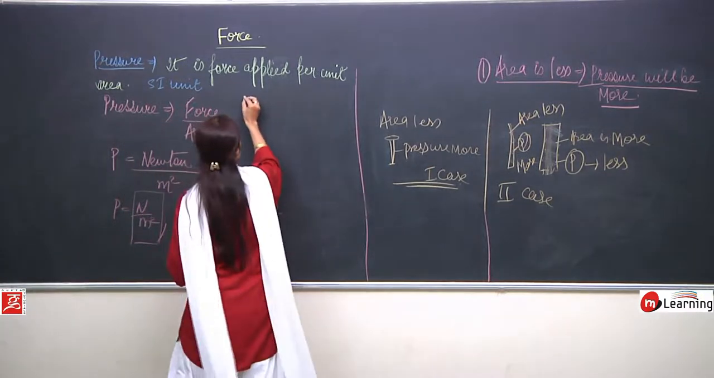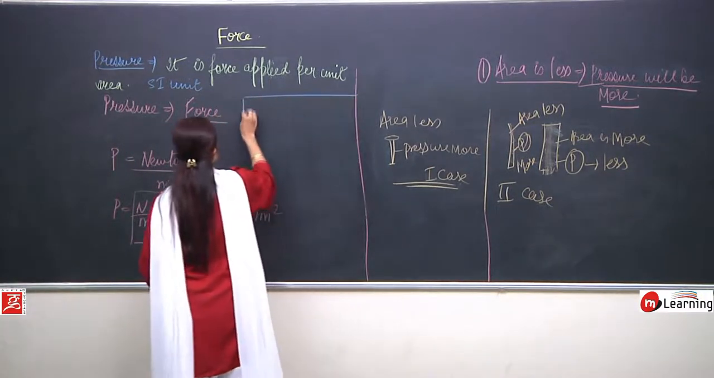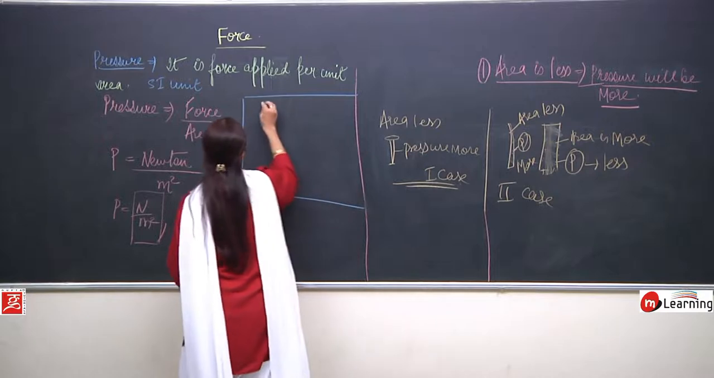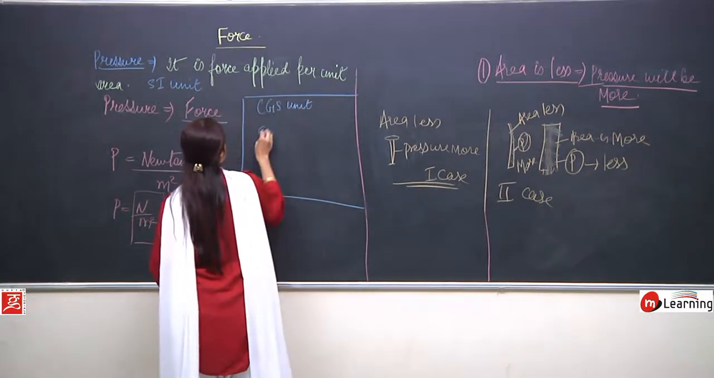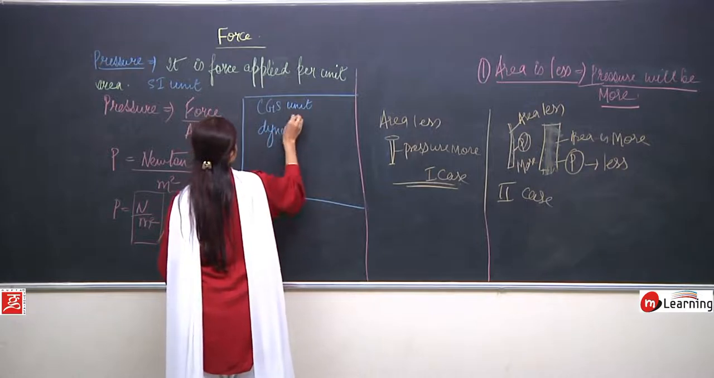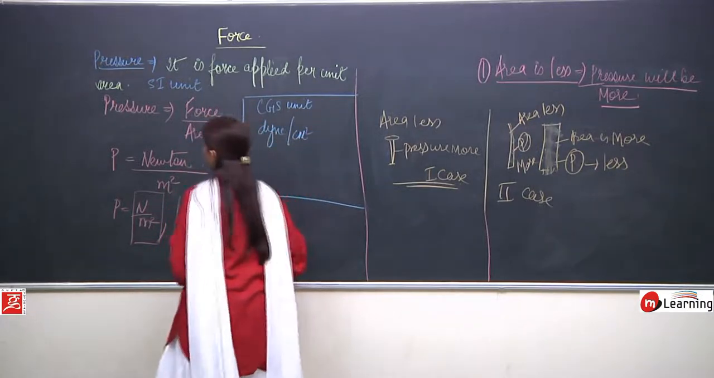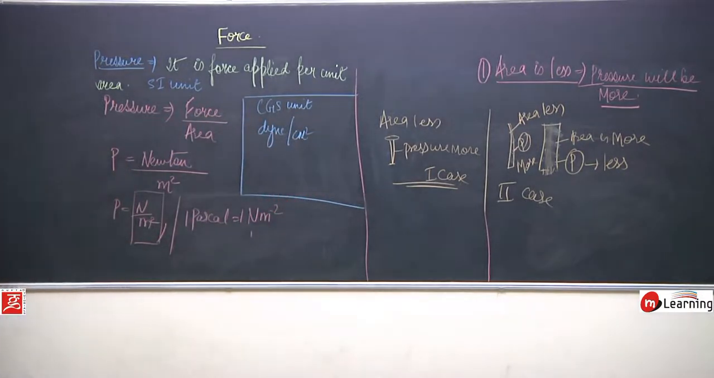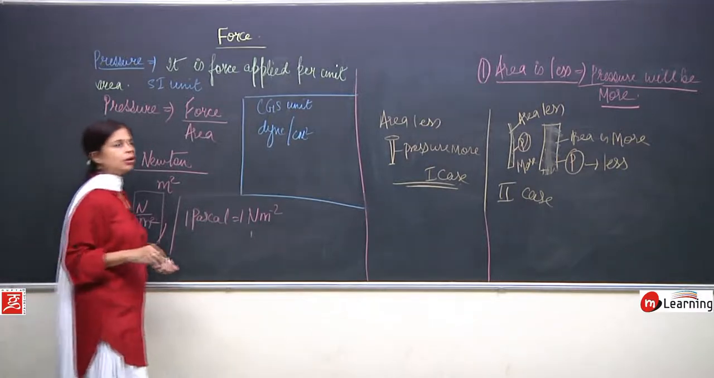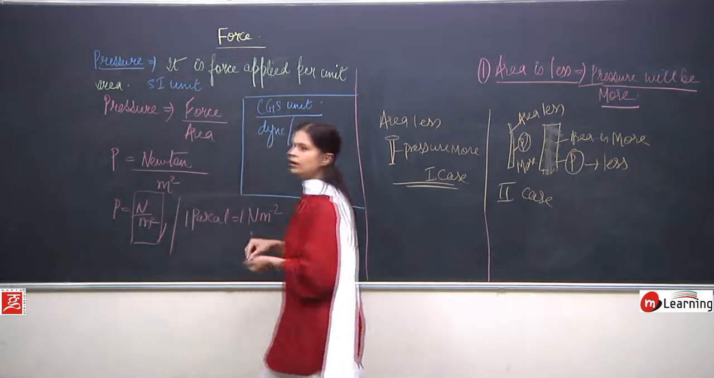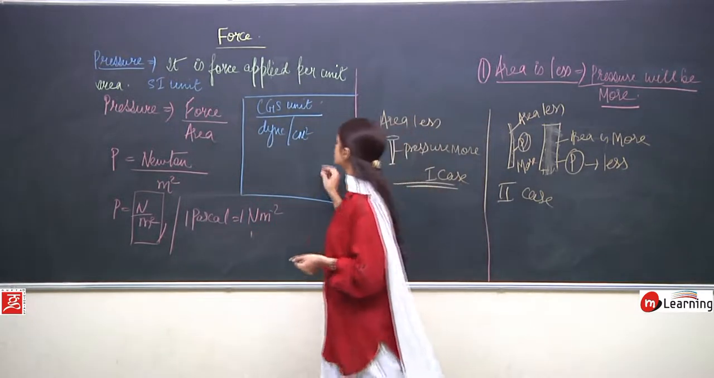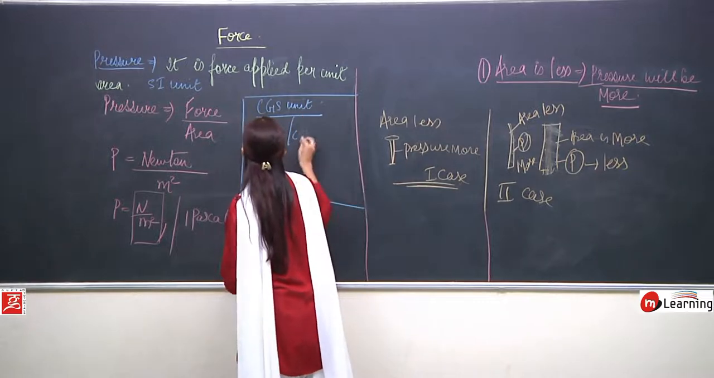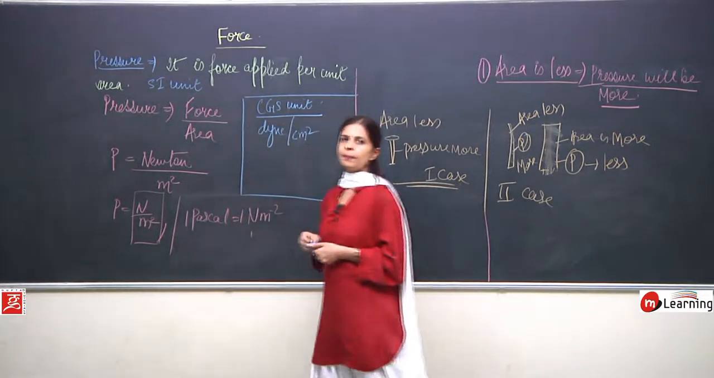Now if I talk about our CGS unit, what is the CGS unit? It is dyne per centimeter square. What is the unit of pressure in the CGS system? It is dyne per centimeter square. I'll just make it clearer. It is dyne per centimeter square.